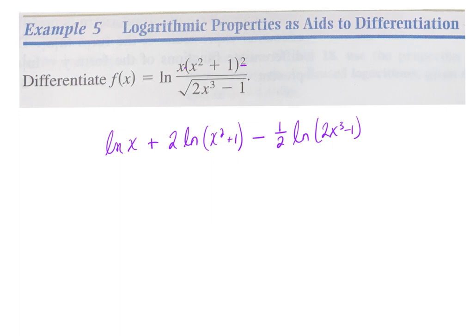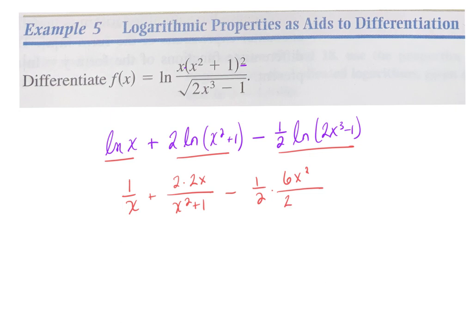And then I'm just doing individual derivatives. Remember with addition and subtraction, you can do them individually. So I am going to do the derivative of each one of these individually. The derivative of natural log of x is just 1 over x. This derivative is 2 times the derivative of the inside, which is 2x, all over the inside. And this is 1/2 times the derivative of the inside, all over the inside. And then I'm going to simplify it.